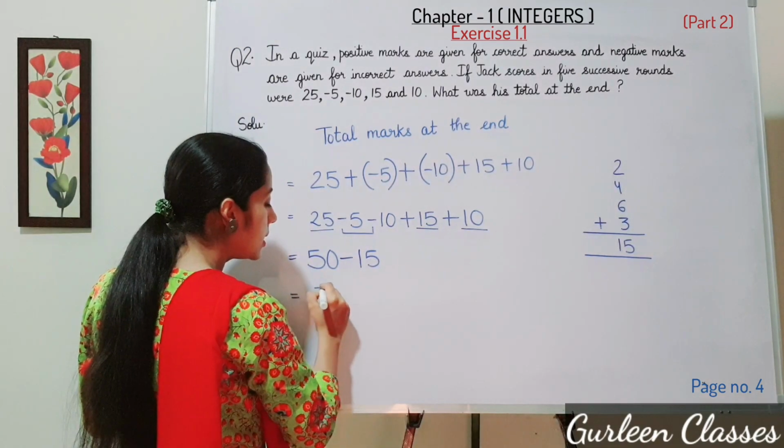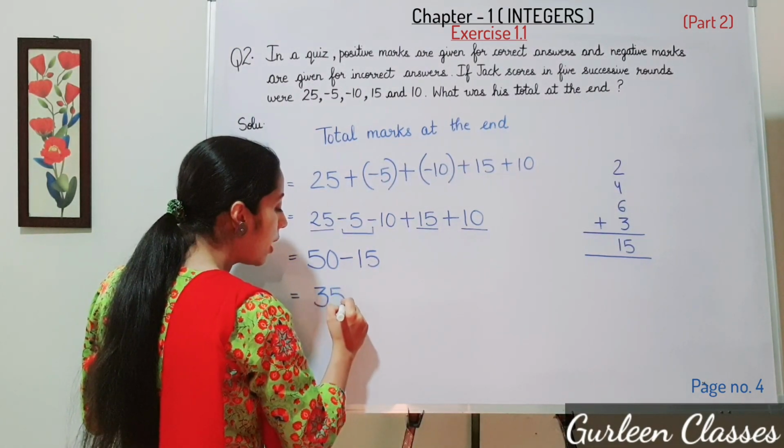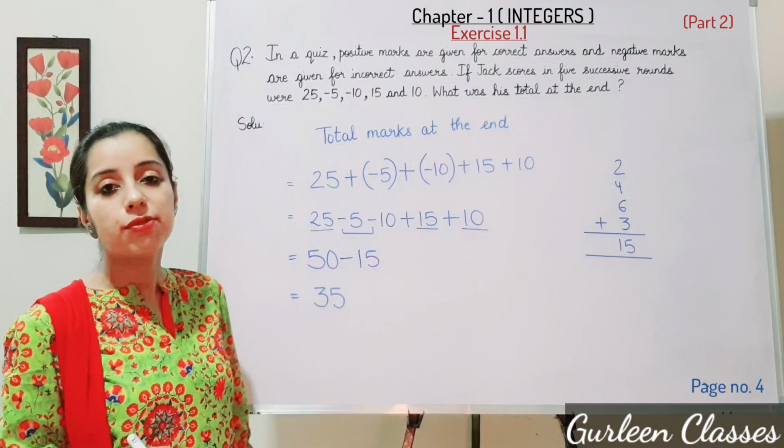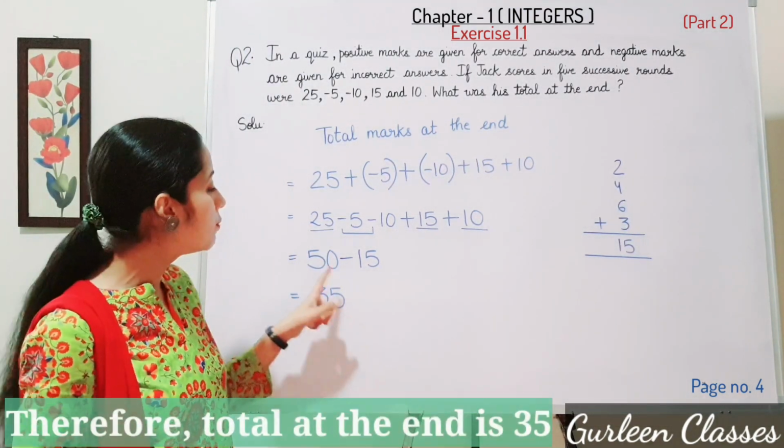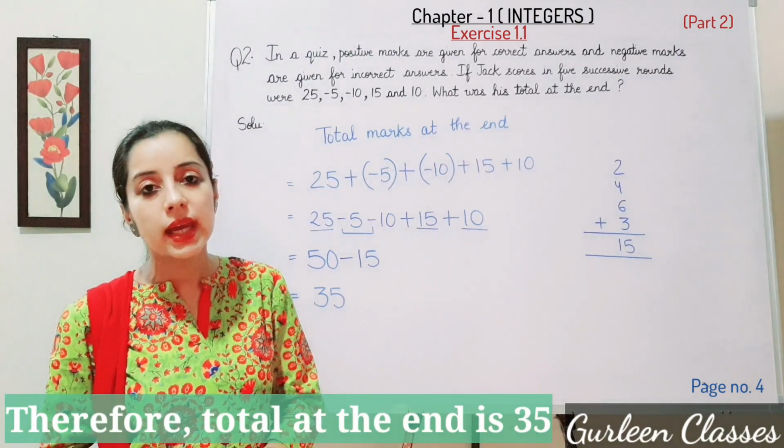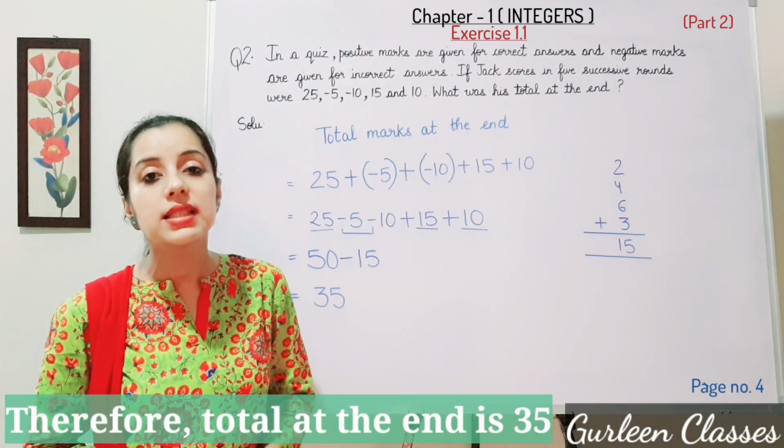So the answer is 35. It will be plus 35. As the greater number is 50, it has positive sign. So your answer is plus 35.